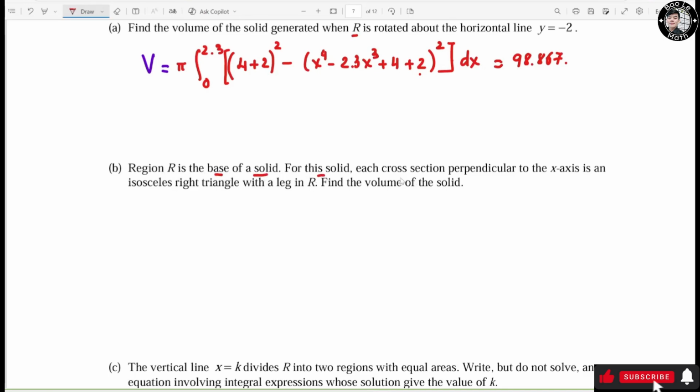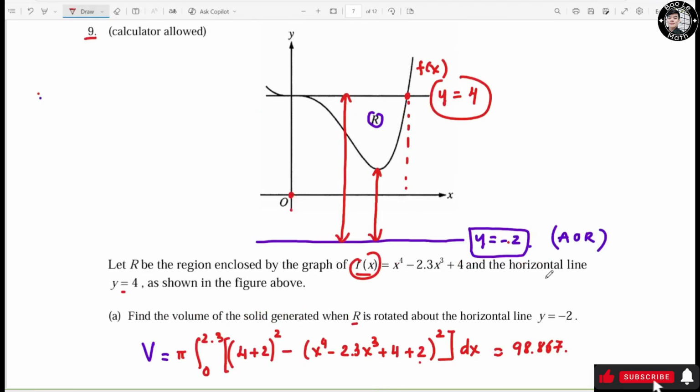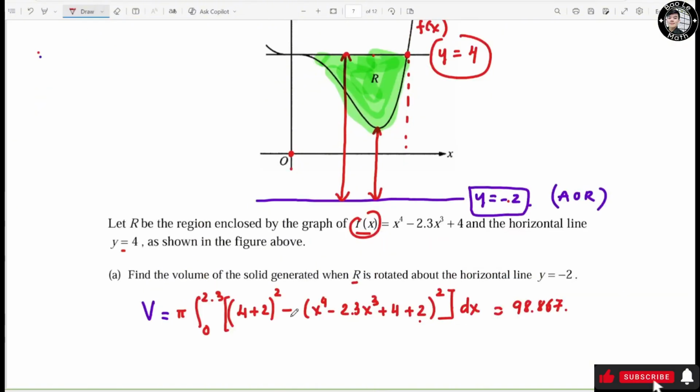Now question B. Region R is the base of the solid. For this solid, its cross-section perpendicular to the x-axis is an isosceles right triangle with a leg in the region R. Find the volume of the solid. Alright, so region R is right here. Now the cross-section is perpendicular to the x-axis and the shape is an isosceles right triangle where the leg is on the base. So the leg is right here.